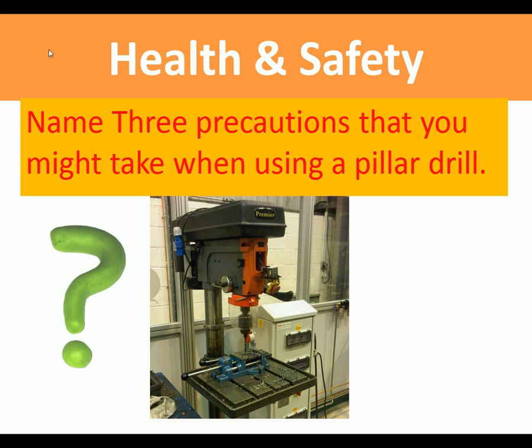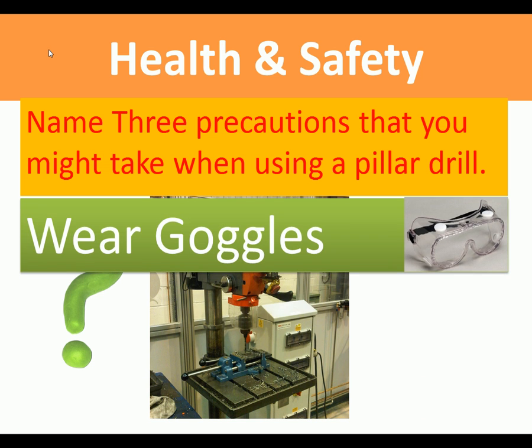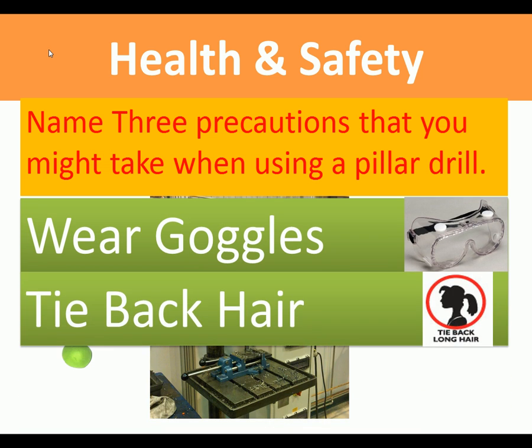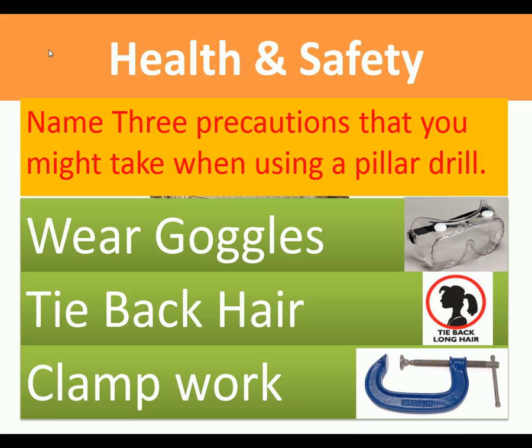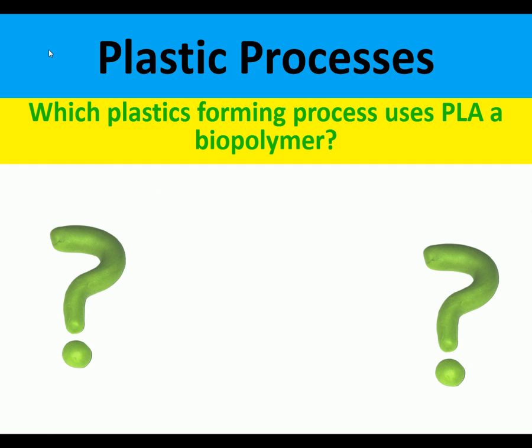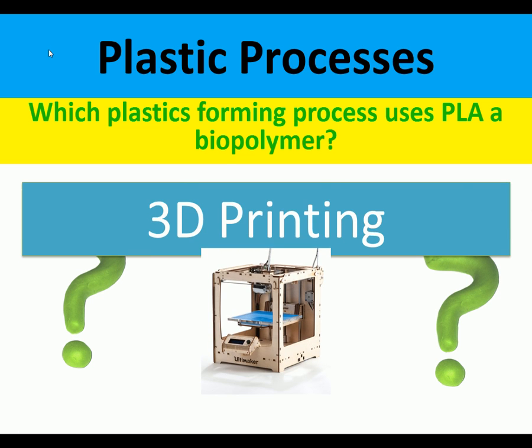Health and safety. Name 3 precautions that you might take when using a pillar drill. They are: wear goggles, tie back hair, clamp work. Plastic processes. Which plastic forming process uses PLA? The plastic forming process that uses PLA is 3D printing.